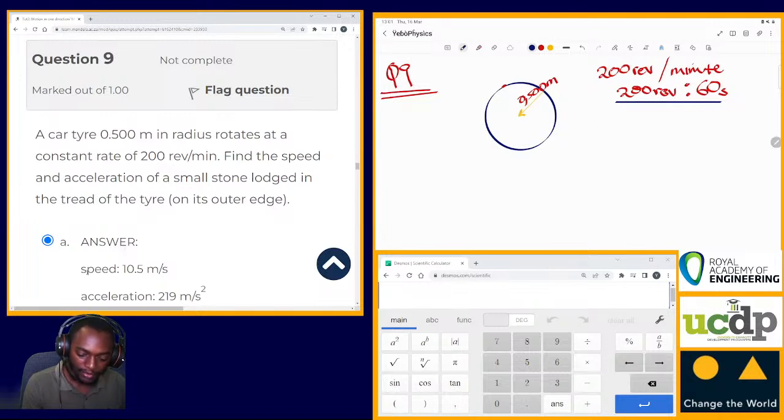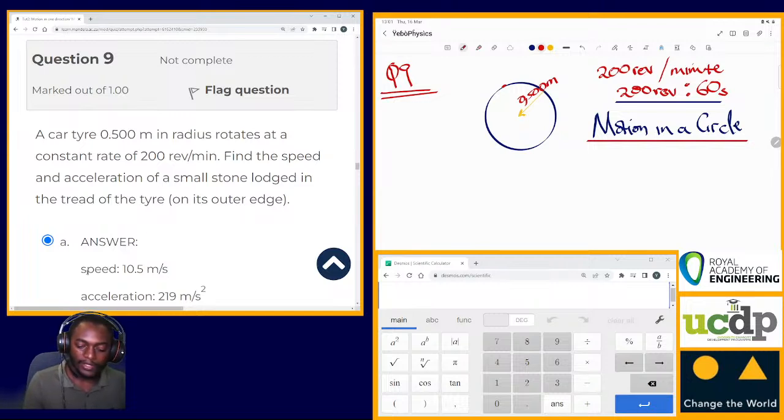So we are looking at motion in a circle. Basically that is what this question is asking us about. Right, so what are we being asked to calculate? The question is asking for speed, and we know generally that speed is equal to the distance over the time. So the next thing that we have to do is to find the total distance that is traveled.